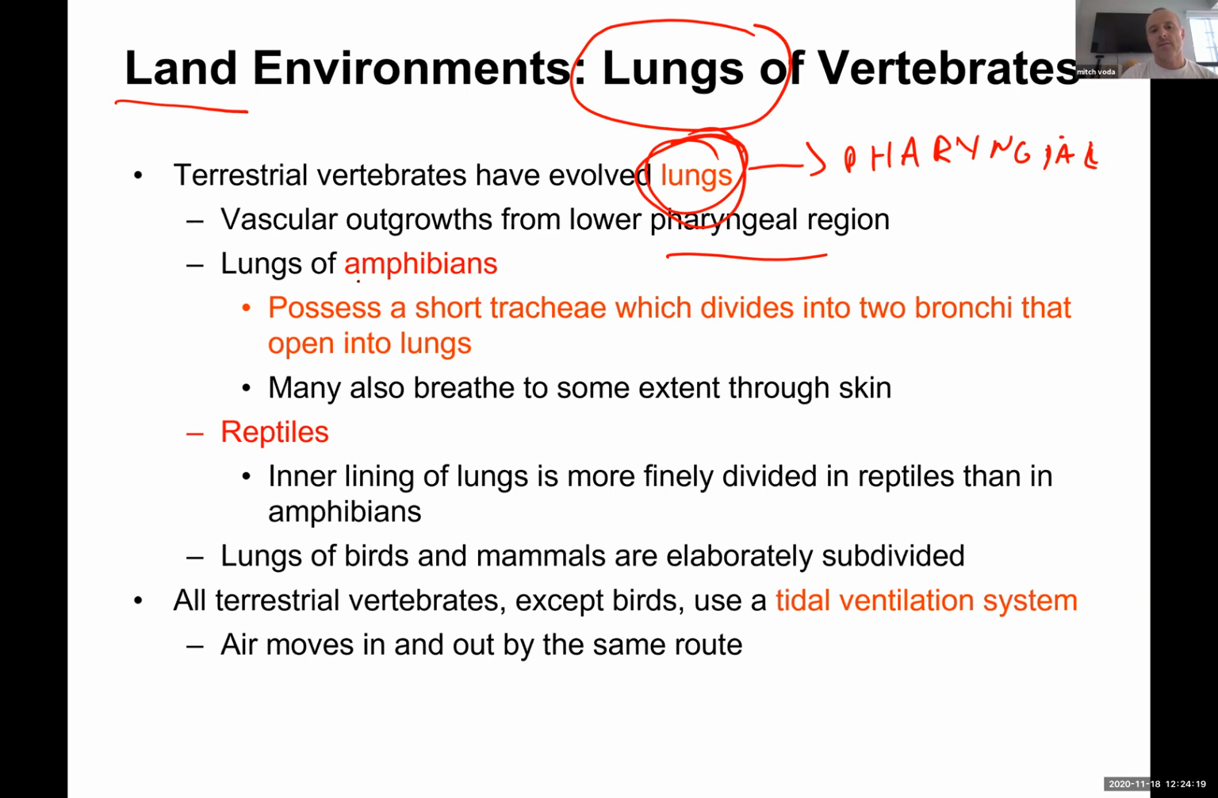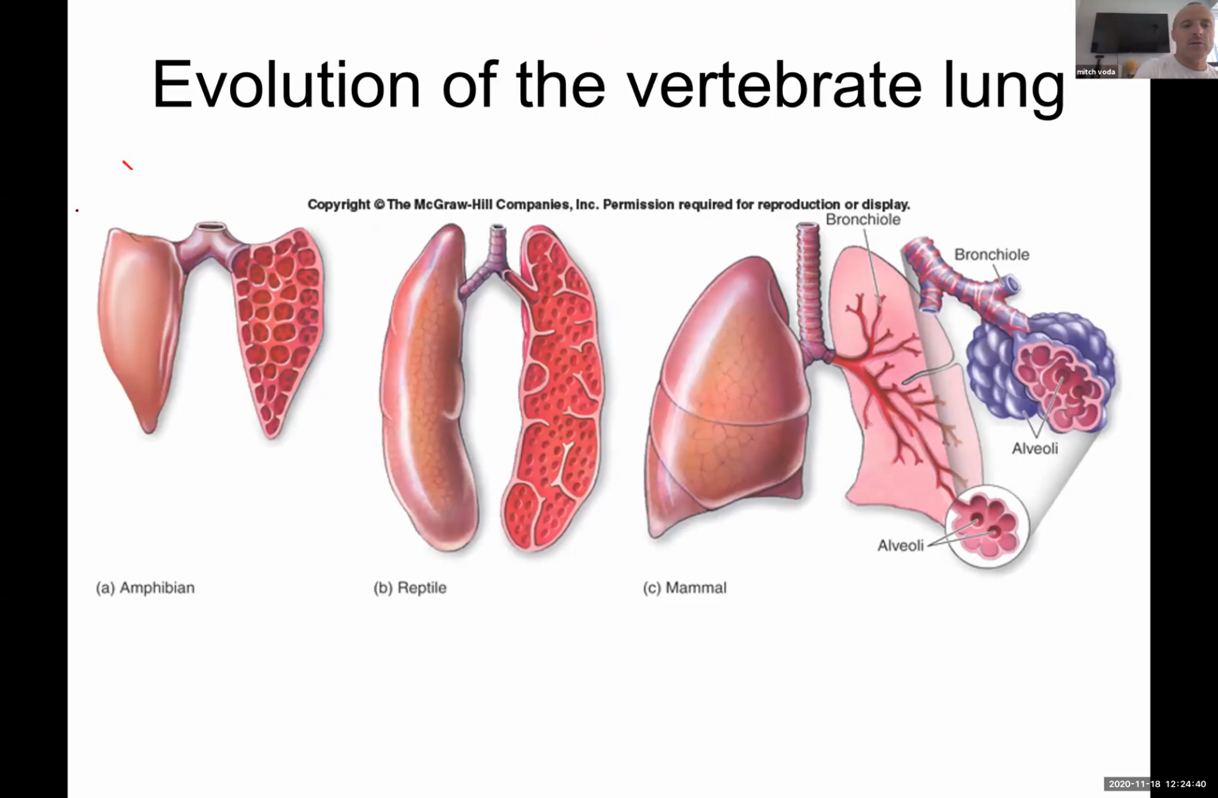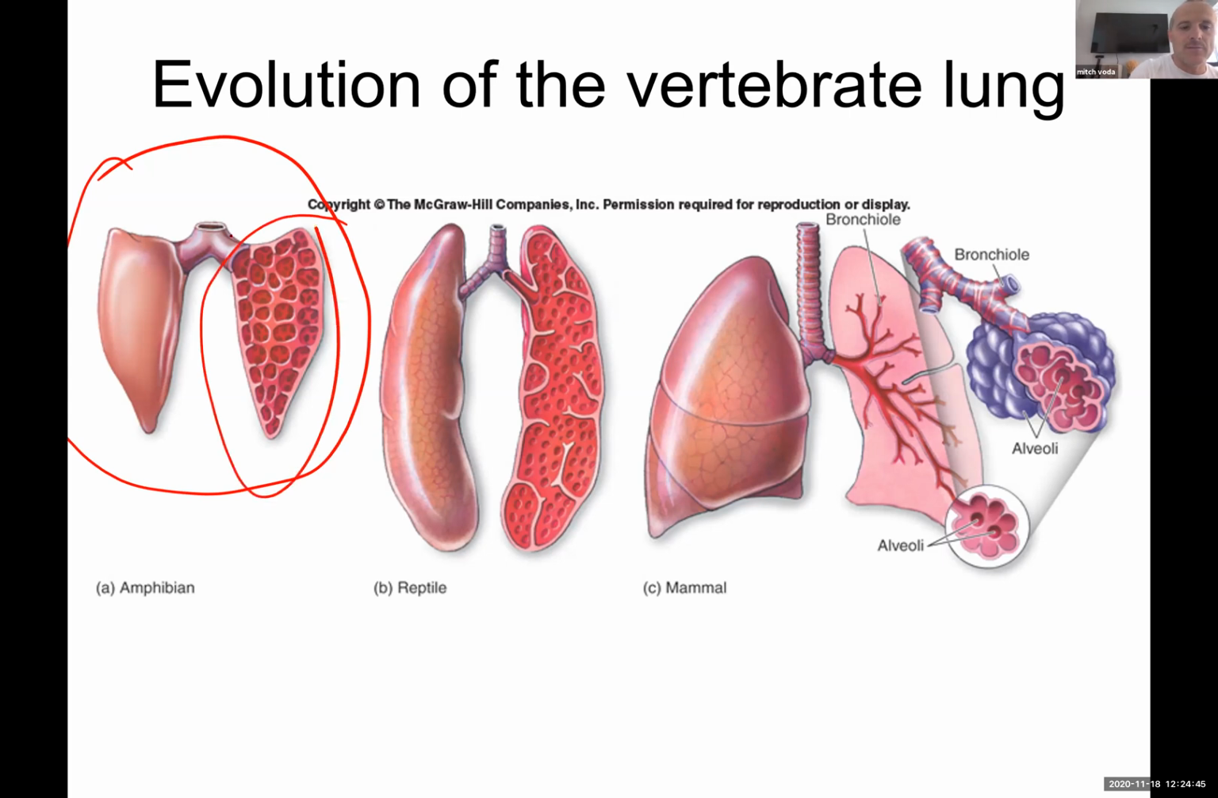Now, the next most advanced land organisms are the amphibians. Amphibians live in water plus land. They spend a lot of their time in water, but they also have to spend time on land. That's why it's called an amphibian. When you look at an amphibian, you can see their lungs are still pretty primitive. They are not really finely divided right here.